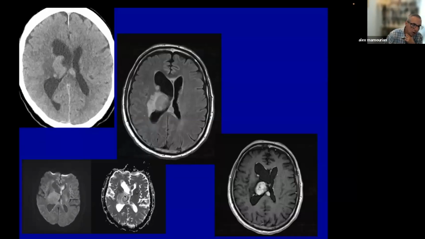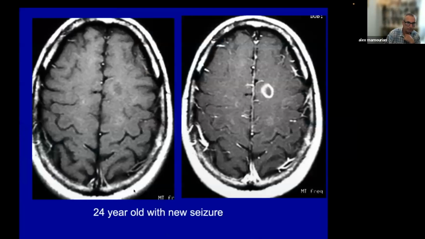And here you can see on the ADC map, they have some qualities of restricted diffusion. If you look at this lesion that's along this ventricular border here, it shows restricted diffusion quite well on the ADC map. These are all typical features of CNS lymphoma.